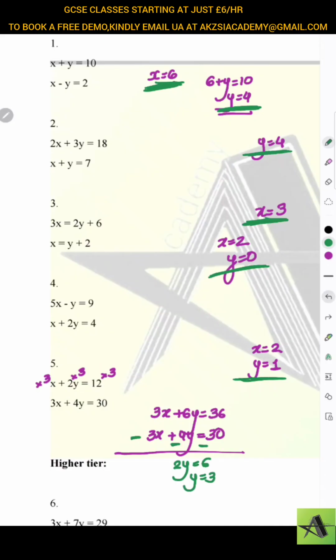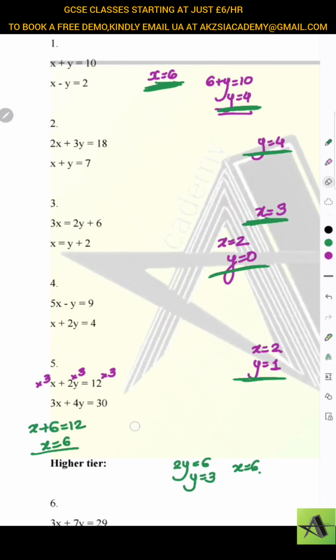If y is 3, substitute in any of the equations. Let me substitute in the first equation. That will give me x plus 2 times 3, which is 6, equals 12, and x equals 12 minus 6, which is 6. So the answer is y equals 3 and x equals 6. These are the answers for the 5 questions that we have done so far.